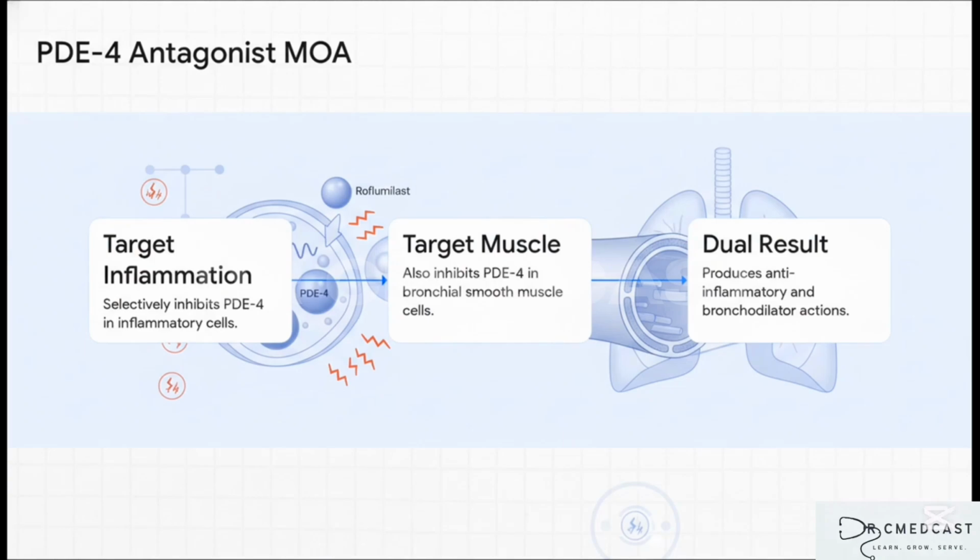Now for something a bit more targeted. This drug is called roflumilast, and it's a PDE4 antagonist. Let's break down how it works. There's an enzyme called PDE4 that breaks down a molecule called cyclic AMP. By blocking that enzyme, roflumilast causes cAMP levels inside the cell to go up. And what does that do? Well, in inflammatory cells, it calms them down. And in smooth muscle cells, it causes them to relax. So you get this great dual effect of less inflammation and less bronchoconstriction.